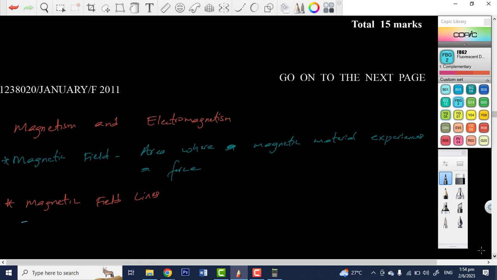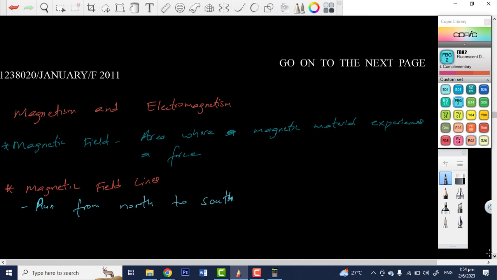Some things about the magnetic field lines are that they always run from north to south, right? And they never intersect. So they never cross paths, right?